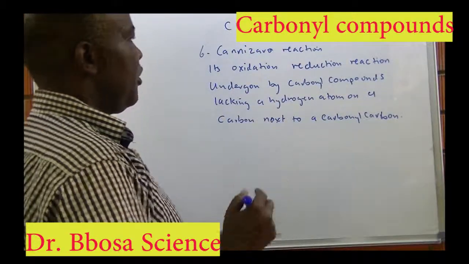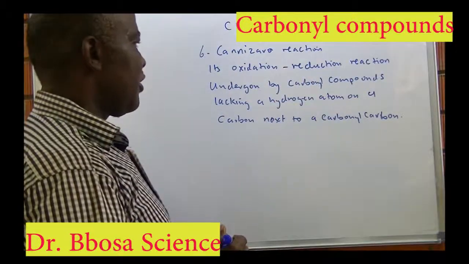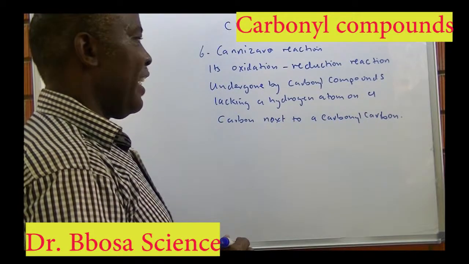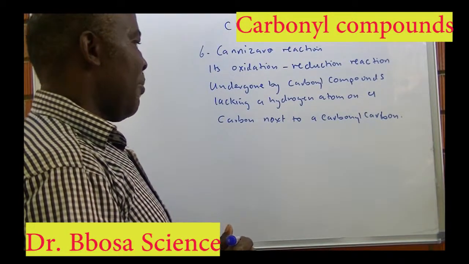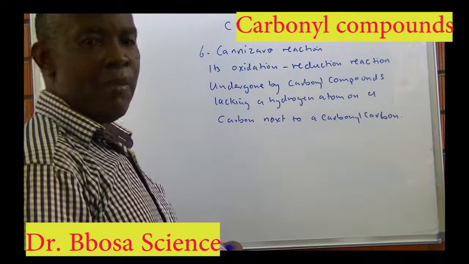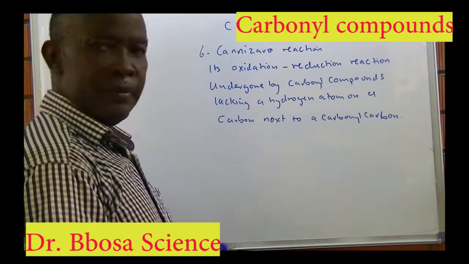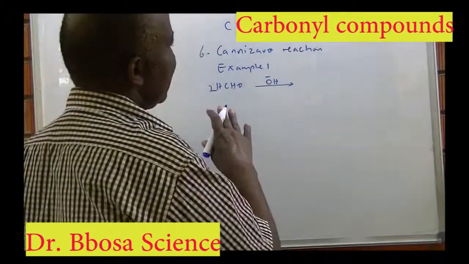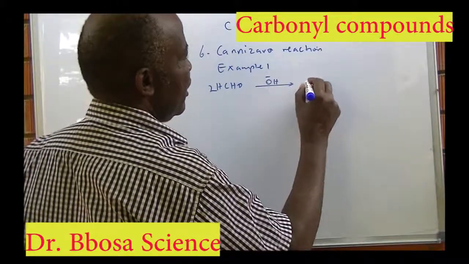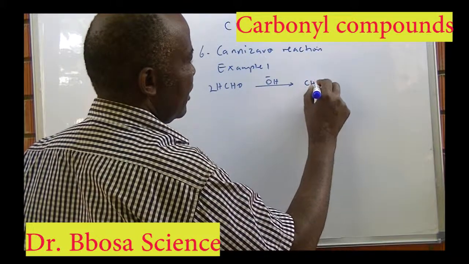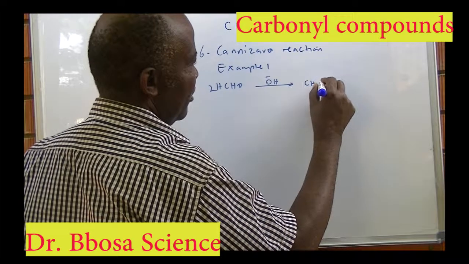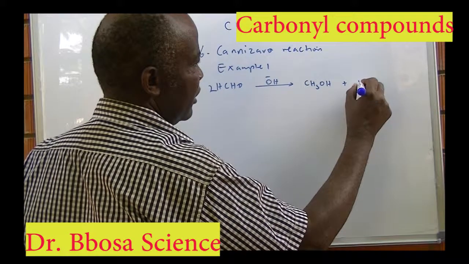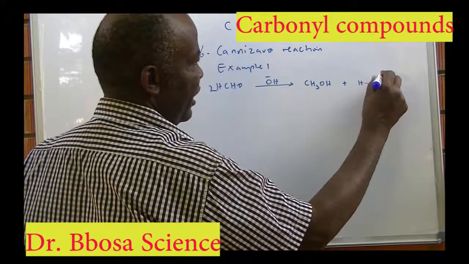Cannizzaro reaction. It is an oxidation reduction reaction undergone by carbonyl compounds lacking a hydrogen atom on a carbon next to a carbonyl carbon. Methanal, in the presence of OH, you'll get methanol plus a sodium salt of methanoic acid.